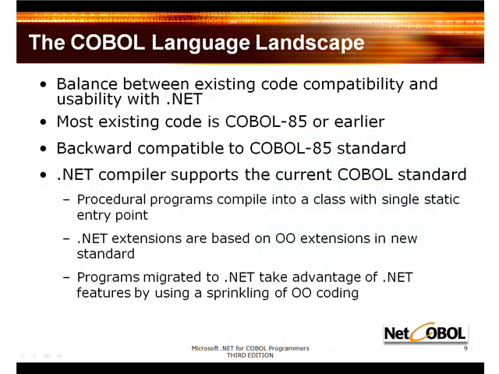Let's take a look at the COBOL world just for a moment. One of the goals that Fujitsu had when developing the compiler for the .NET framework was to maintain a balance between existing code compatibility and usability with .NET. The majority of our Fujitsu customers are at least at the ANSI 85 level, the COBOL 85 level, but there's still a couple of holdouts. The feeling was that the NetCOBOL compiler should be backward compatible at least to the COBOL 85 standard.